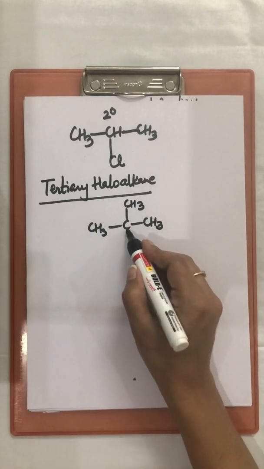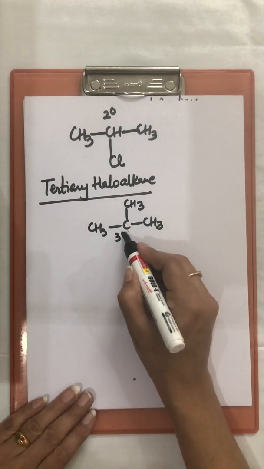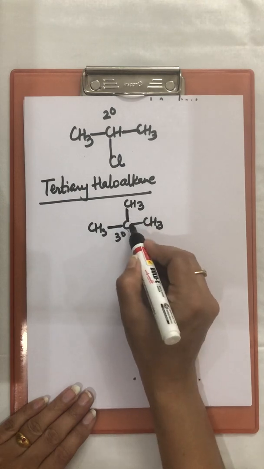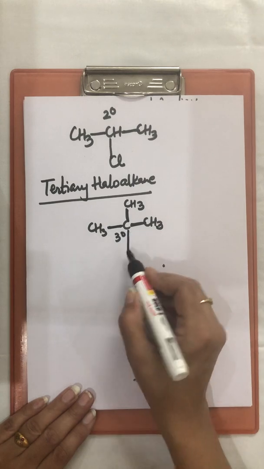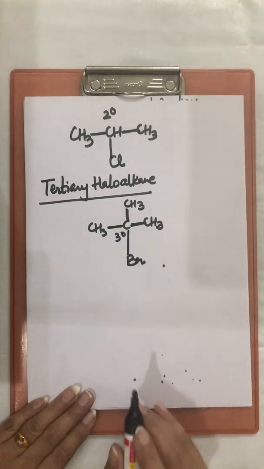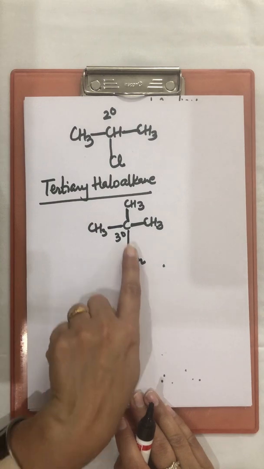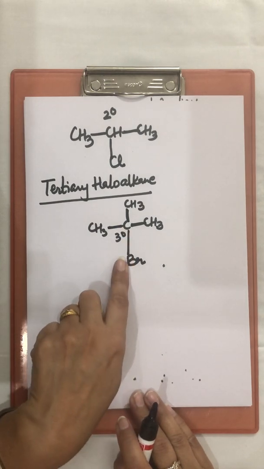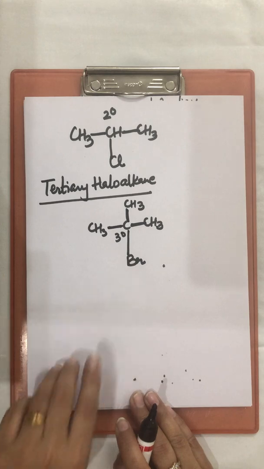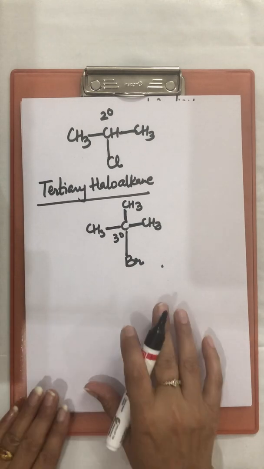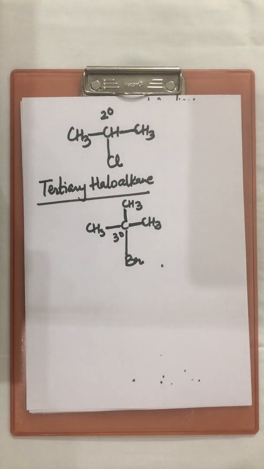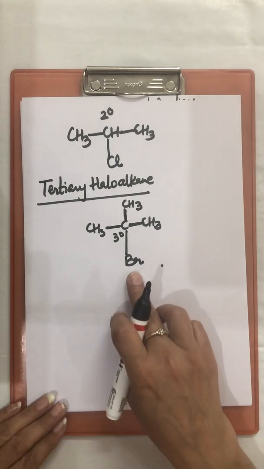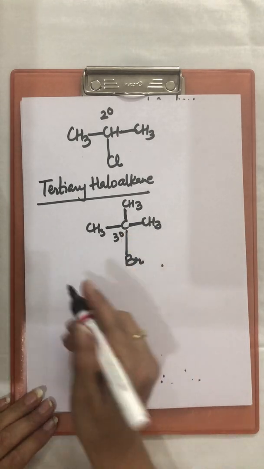Now this carbon atom is tertiary because it is linking with three carbon atoms. Now that hydrogen that is taken out from here, in place of that we put a halogen atom. Since halogen is linking to tertiary carbon atom, this is an example of tertiary haloalkane. So there is a second classification, that is haloalkanes can be classified as primary, secondary and tertiary based on the halogen atom linking with which carbon atom.